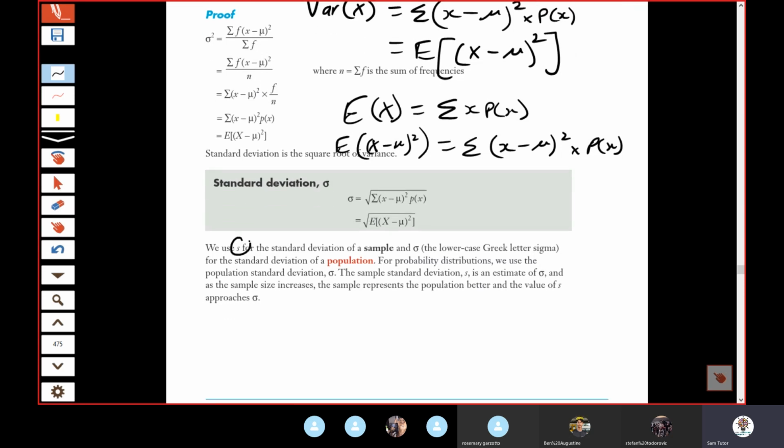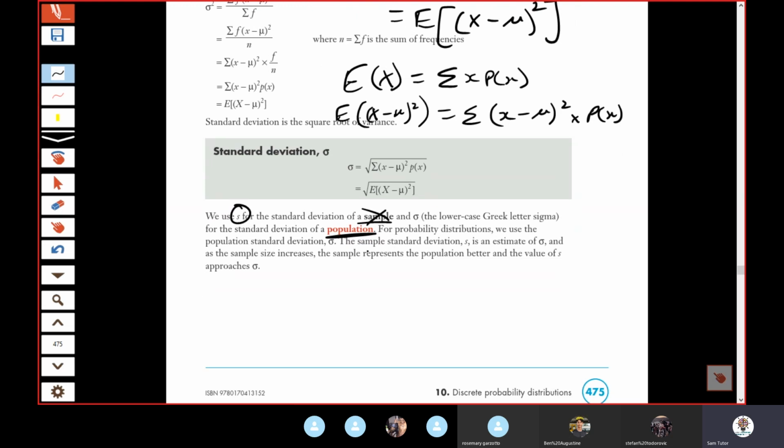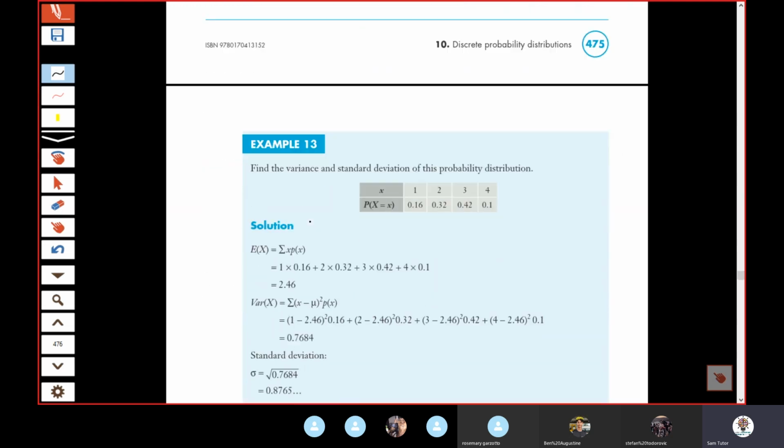Again, S on your calculator will be used for sample. I don't think we're going to be doing samples. We'll definitely be doing population. Sigma is what we need.